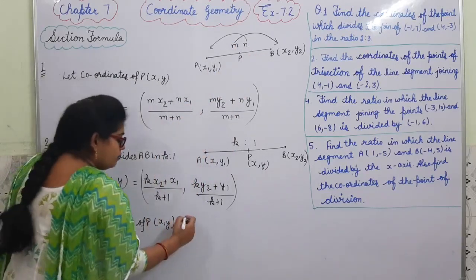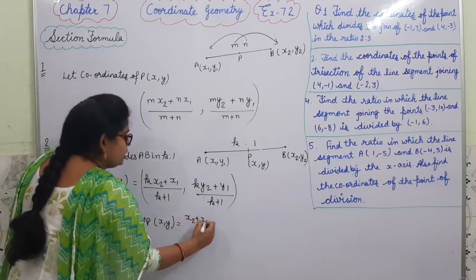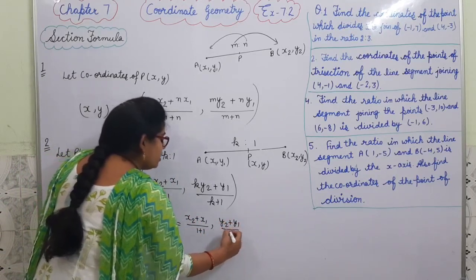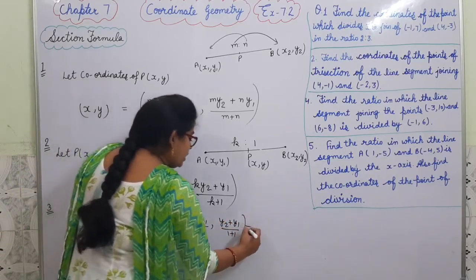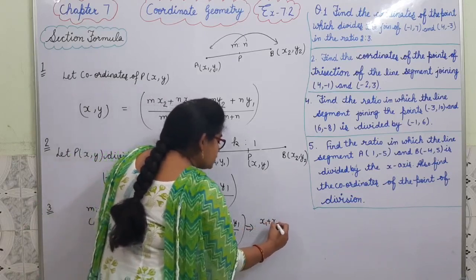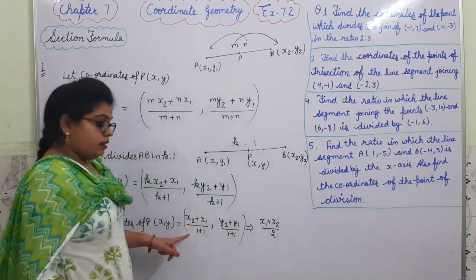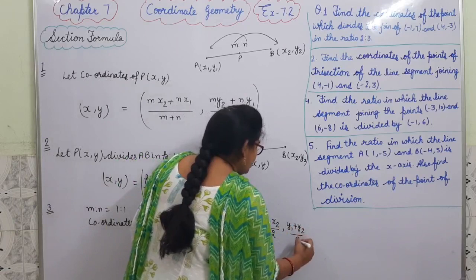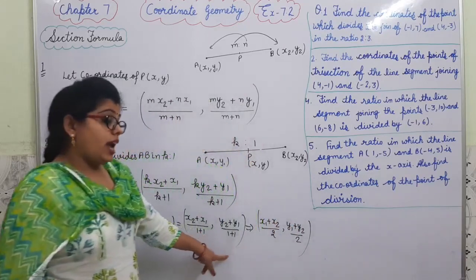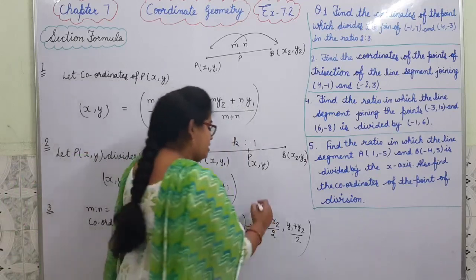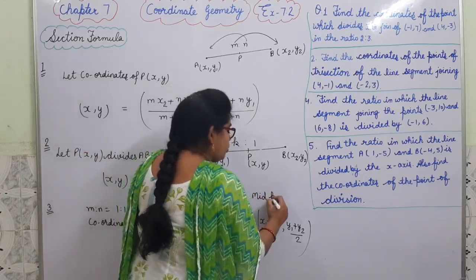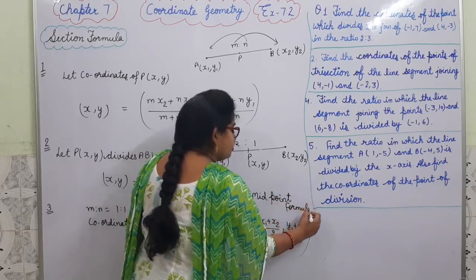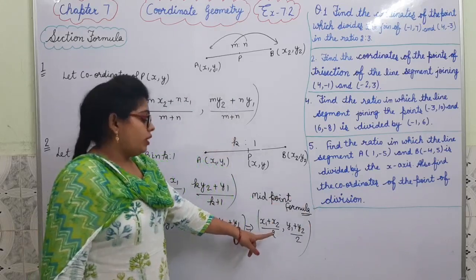Then this formula will become (x2 plus x1) divided by (1 plus 1) comma (y2 plus y1) divided by (1 plus 1), or it can be written as (x1 plus x2) divided by 2 comma (y1 plus y2) divided by 2. And this is a special type of section formula, and this is called the midpoint formula.